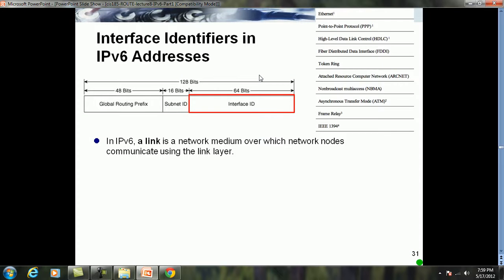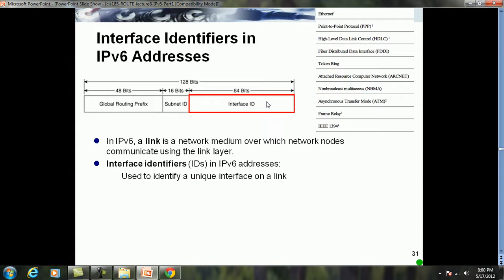Okay. Now the interface identifier in an IPv6 address. What is this? Now we'll see this entire thing. In IPv6, a link is a network medium over which the network nodes communicate, correct? A link is a network medium. Now we can have Ethernet, Frame Relay, PPP, HDLC, all these things, correct? How is the interface identifier used in an IPv6 address? See now. It says global routing prefix of 48 bits, subnet ID of 16 bits, and your interface ID. How is the interface ID calculated?